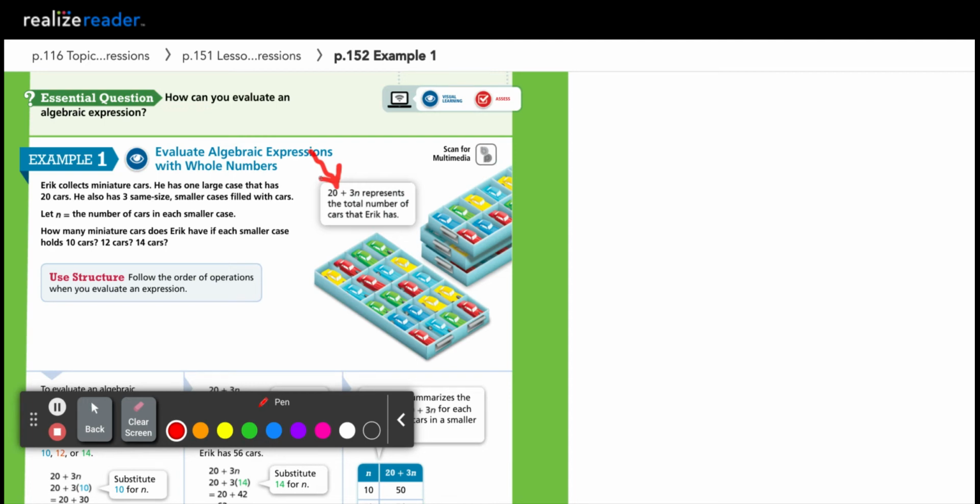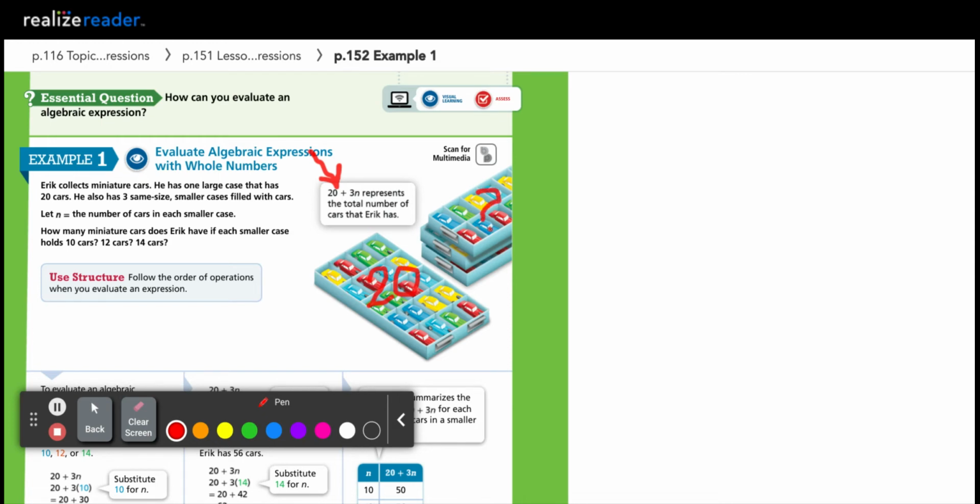So let's look at this bubble over here where they give us our expression. They say 20 plus 3n represents the total number of cars that Eric has. So they're telling us that, okay, his big case holds 20 cars. The smaller case, we don't know how many it holds, but he has 3 of them.